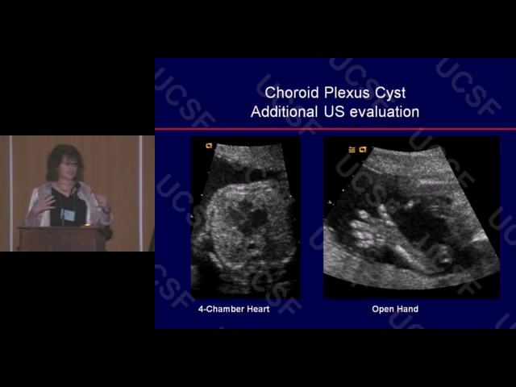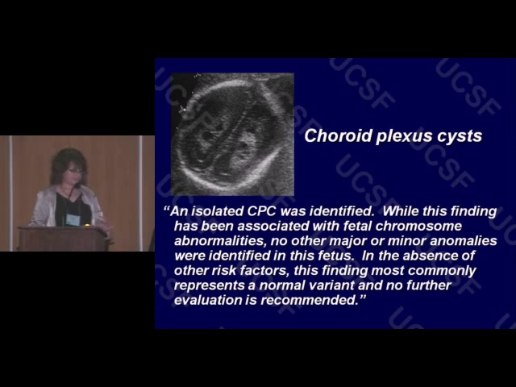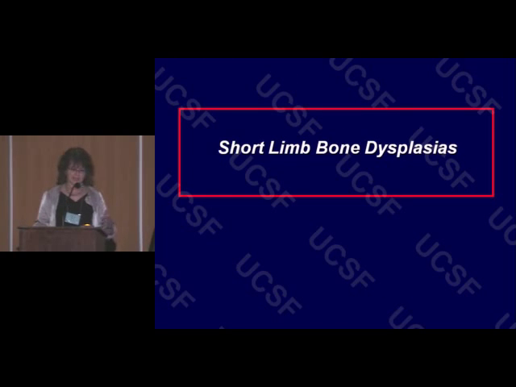If we're targeting additional views because a CP cyst was seen, what we want to make careful observations about are the heart, and in particular, an open hand. And this verbiage is in your syllabus. I won't read it here, but I'll tell you we came to some consensus within our lab about how we're going to describe the observation of choroid plexus cysts, recognizing it can be associated with risks, but dialing down the level of suspicion if seen in an isolated way in a low-risk patient, not prompting further anxiety or workup.